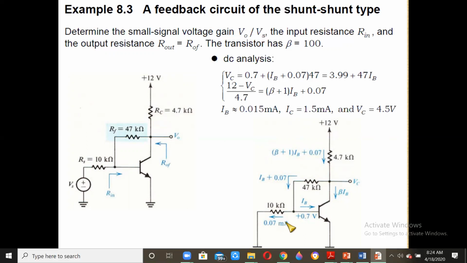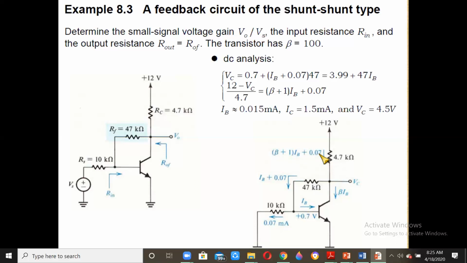That 0.07 milliampere is added with IB, so the current flowing here will be IB plus 0.07, if we consider IB as this current. Then this is the collector current, which is beta IB, since this is a transistor. Together, the current flowing over here is beta IB plus IB plus 0.07, that is (beta plus 1) IB plus 0.07.